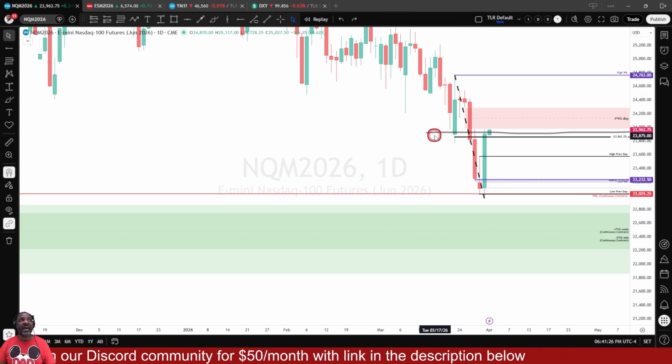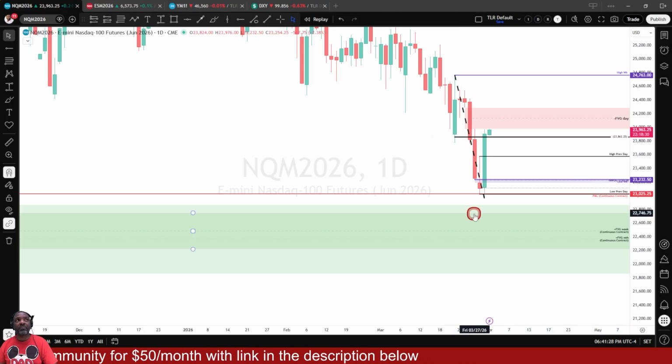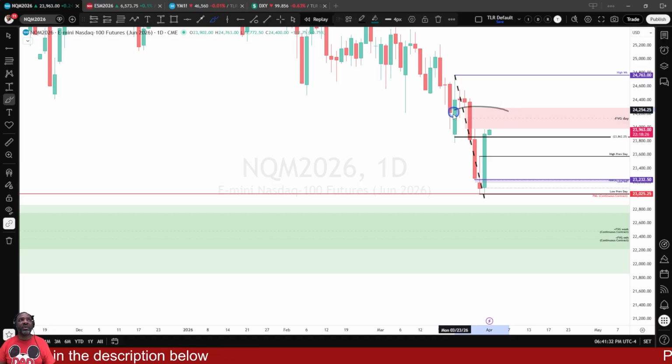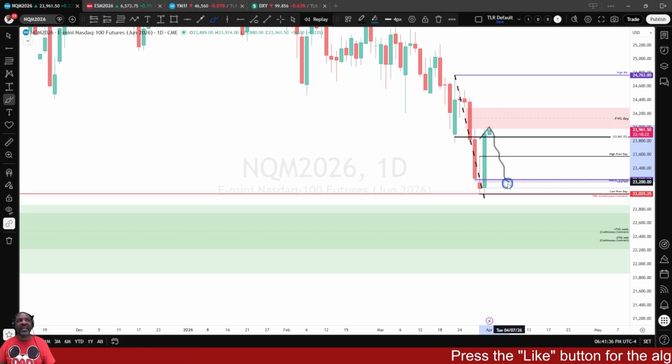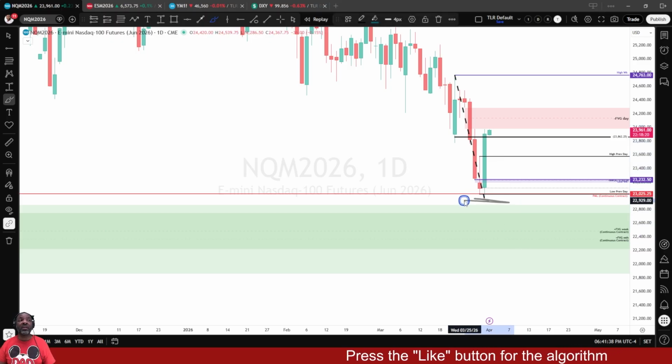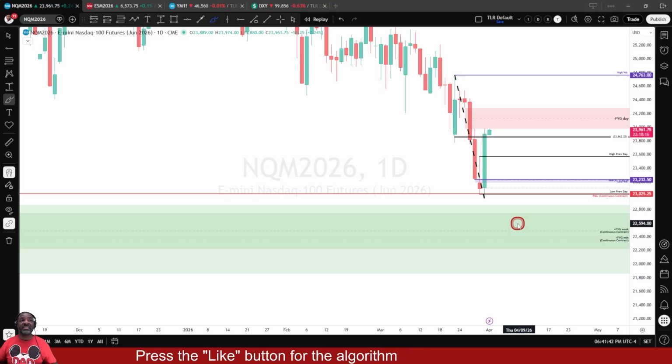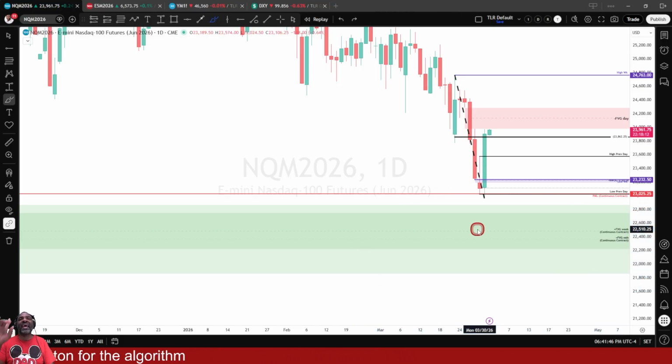And now, based off the sell program, this bearish order block, this bearish fair value gap, their job is to push price down back below this low and down into these higher time frame PD arrays, if that's what IPDA wants.